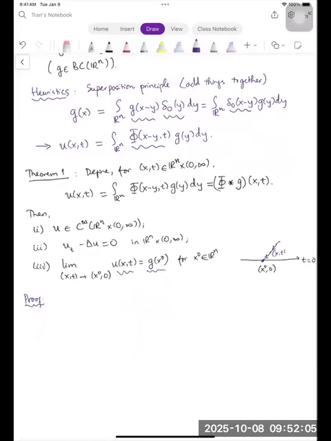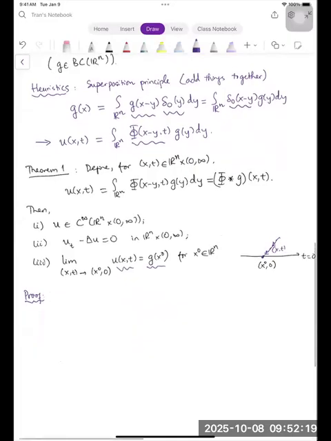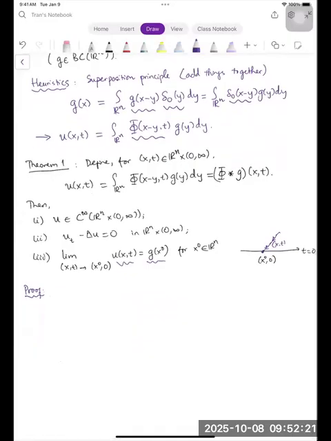The first thing, that u is smooth, is quite natural because this is a convolution idea, right? Because u is phi convolved with g and phi is smooth. This is already discussed in class. So let me prove one and two. One and two are actually quite easy to prove. Let me prove one quickly first.